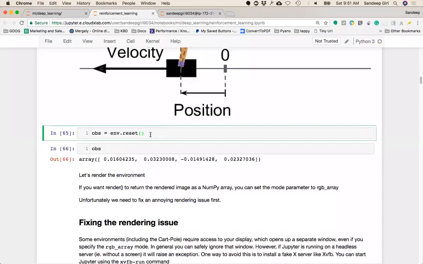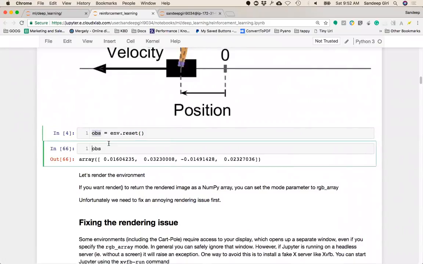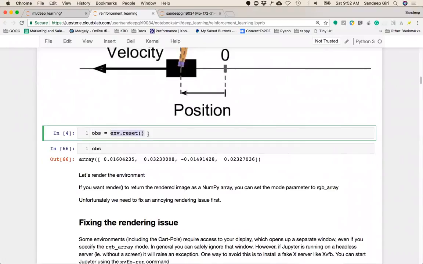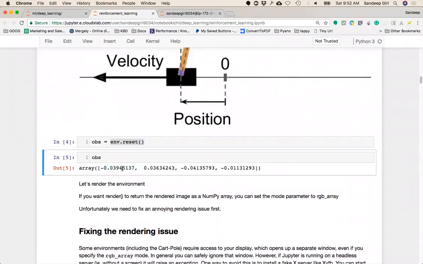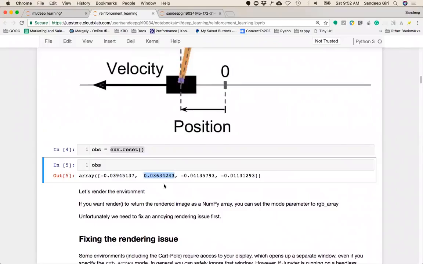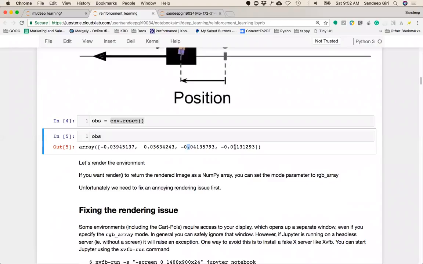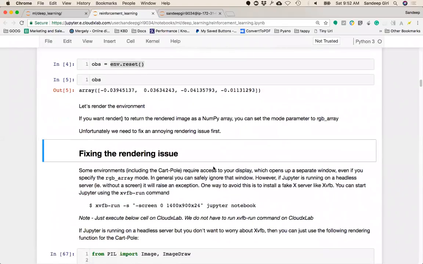Okay, so here we are saying environment.reset. So this is the observation we got. The initial observation is what we get initially. So if we run it, we will see the initial parameters. This is the horizontal position of the cart. The second one is the velocity of the cart, and the third one is the angle of the pole, and the fourth one is the angular velocity at which the pole is falling.